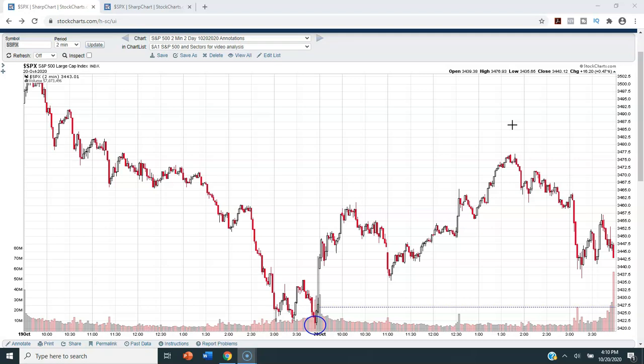The S&P 500 was up 47 basis points today, and we closed at 3443.12. This first chart that we're going to look at is a 2-minute, 2-day candlestick chart. So this is yesterday's trading, and this is today's trading.